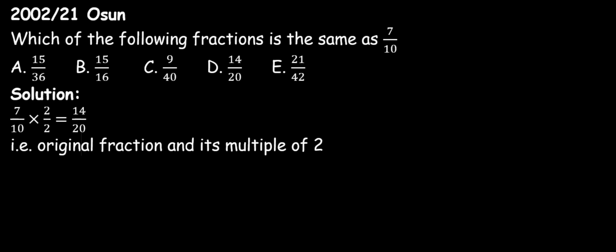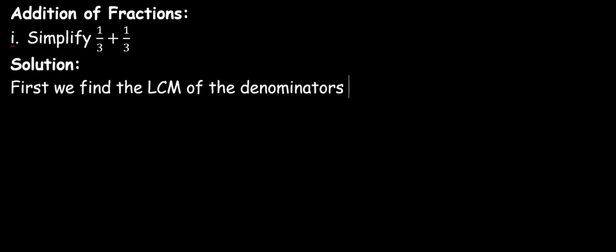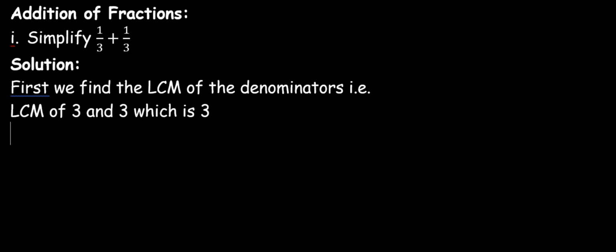Next, we take on the new subtopic, addition of fractions. Simplify 1 over 3 plus 1 over 3. Solution. First, we find the LCM of the denominators. In this case, it's 3. So the LCM will still remain 3. We now have our given problem, which is 1 over 3 plus 1 over 3 will be equal to, denominator is 3, which is the LCM.